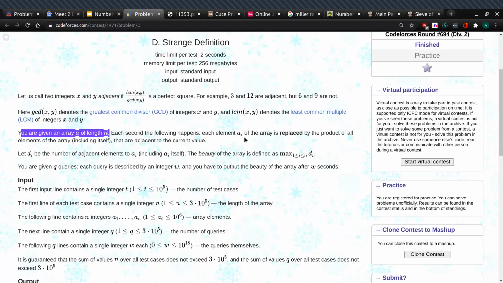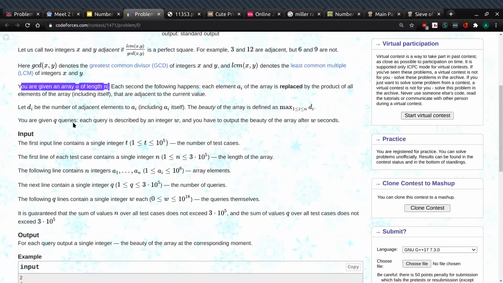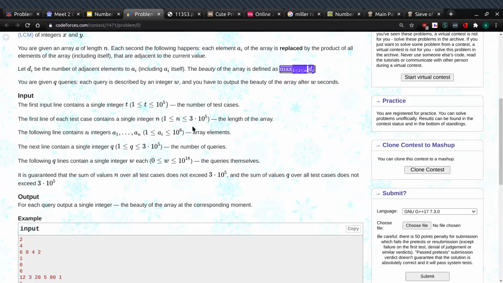Each second the following happens. Each element A_i of the array is replaced by the product of all the elements of the array that are adjacent to the current value. So we will have some adjacent elements to A_i after 1 second. All those adjacent elements, including A_i, change their value to the product of their previous values. Let d_i be the number of adjacent elements to A_i. The beauty of the array is the maximum d_i value. Now we are given Q queries, and each query is a time frame, and we need to tell what the beauty of the array was at that time.